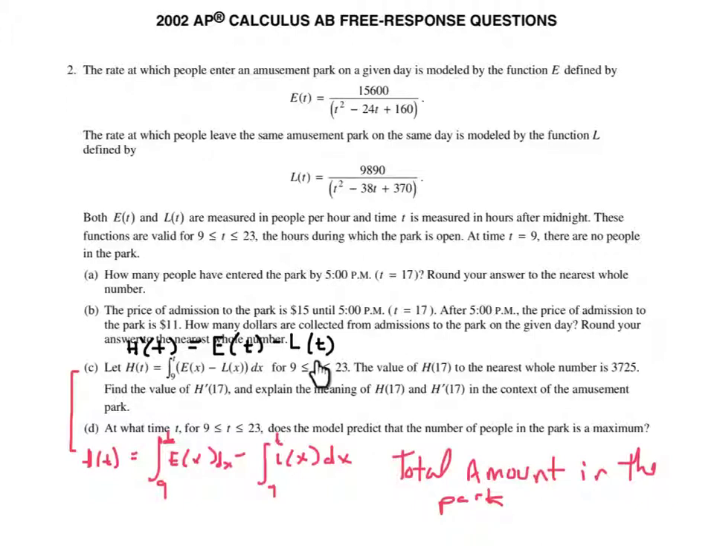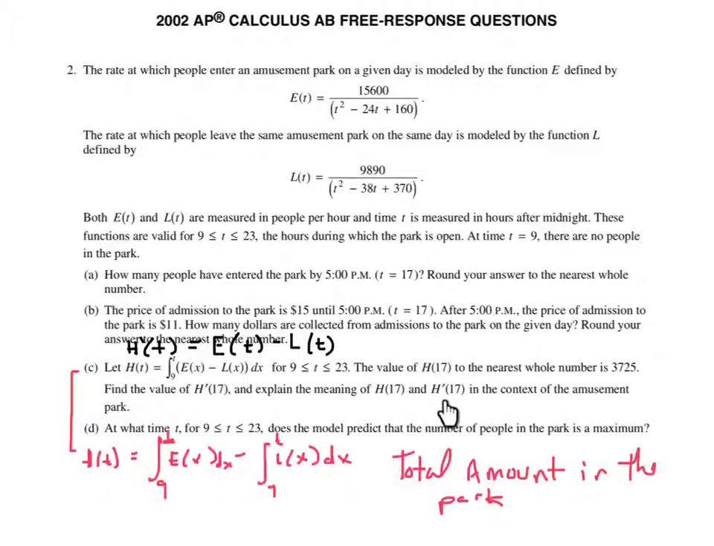Now, explain the meaning. Well, H(17), right, H was the integral. This is the total amount of people in the park at time 17. You need to be very clear because H(t) is the total amount of people in the park. H(17) is the total amount of people in the park at that time. You need to say at that time, 17, to get credit.